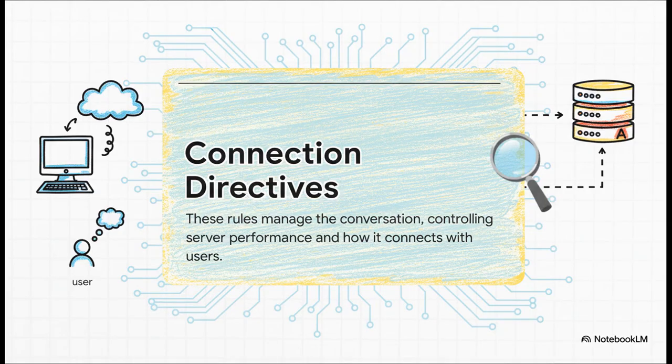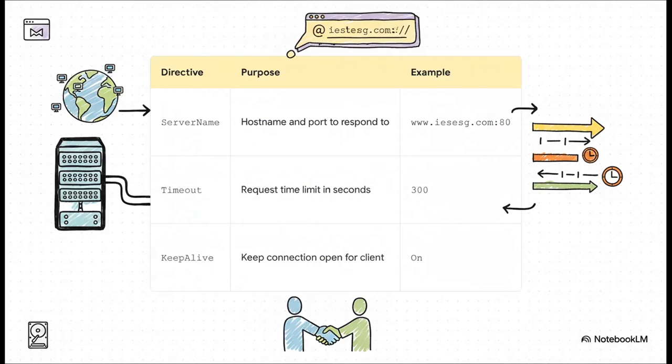Okay, so once the server knows where to find everything, you need directives that manage the actual conversation between the server and a user's browser. These control performance and behavior. ServerName tells the server what domain name it should be answering for, like example.com. Timeout is a safety net. It stops the server from waiting around forever if a connection is really slow. But KeepAlive, that's the real performance hero here. By turning it on, the server keeps the communication line open, which lets your browser quickly grab all the images and scripts for a page at once, instead of having to ask for each one separately. It's a massive speed boost.